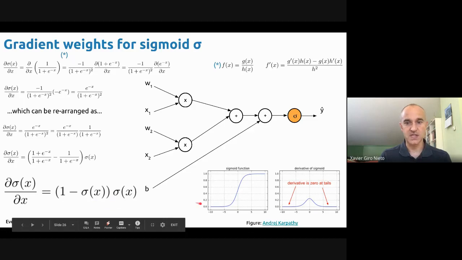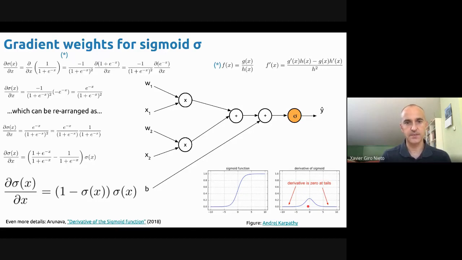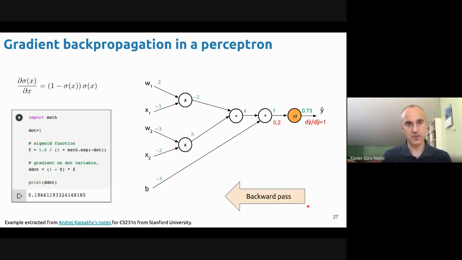Actually, the sigmoid has its shape. And if you plot the derivative of the sigmoid, you will have this nice shape over here. And as you can see, the derivative is almost 0 at the tails, which is something we already discussed. And the maximum derivative is at the central point, which is almost linear. Okay, so we already have one. Now let's put that into practice.